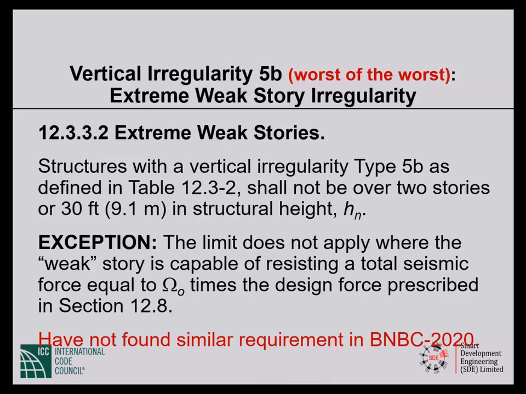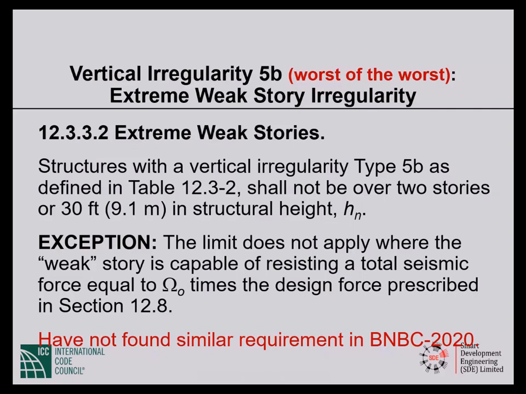Structures with a vertical irregularity type 5B shall not be, where they are allowed in design categories B and C, over 2 stories or 9.1 meters in structural height. So even in the lower seismic design categories C and B, they have to be short buildings, 9.1 meters at most. There is an exception to that height limit.